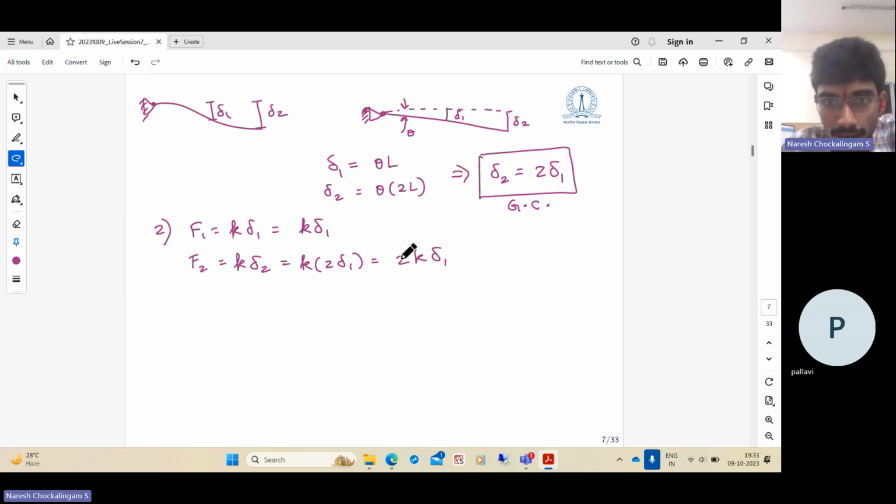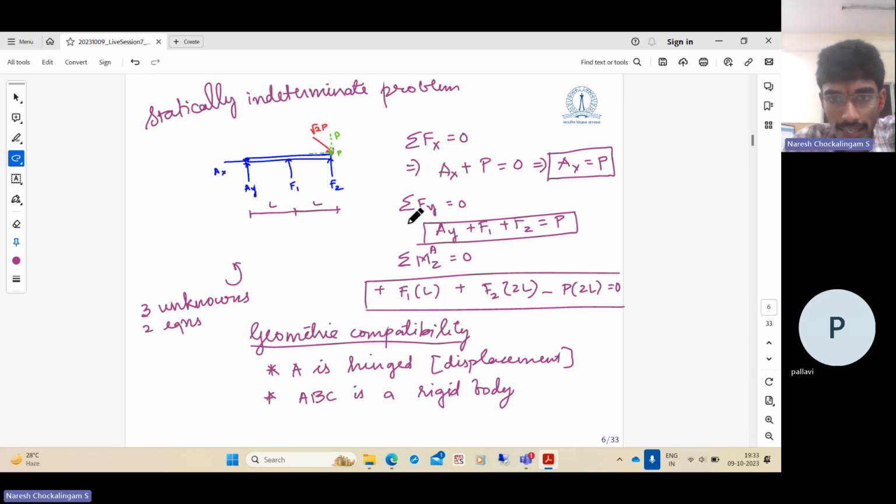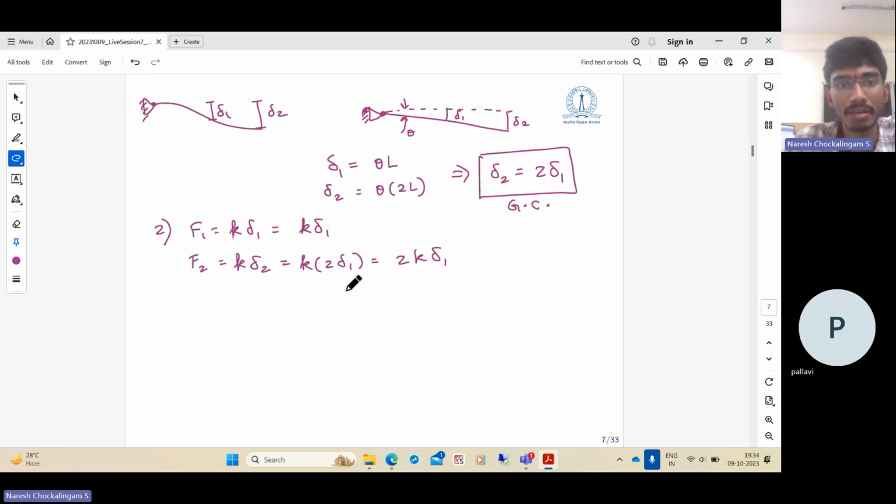Substitute these into the governing equation. We are not interested in AY, so forget about this equation. The question is asking only for the forces and the displacements. So substitute it into the third equilibrium equation. We get F1 times L plus F2 times 2L is equal to 2PL.